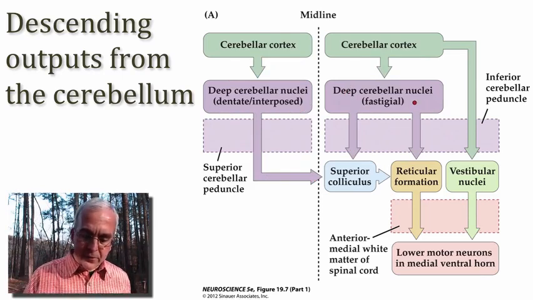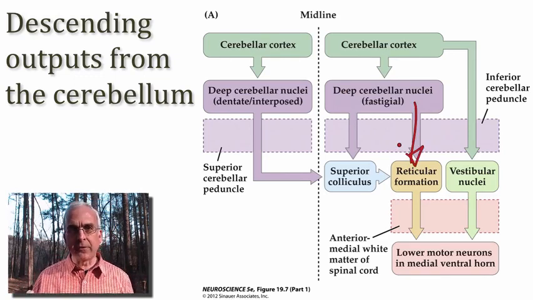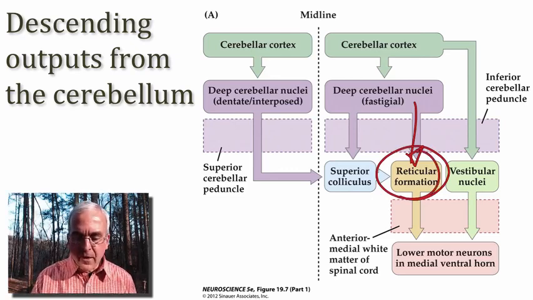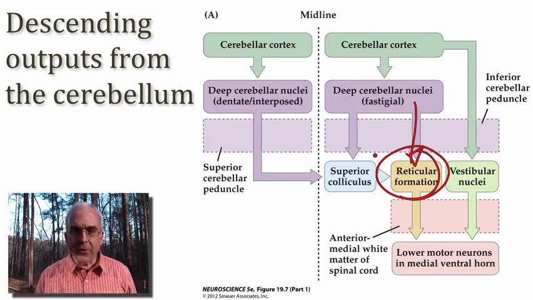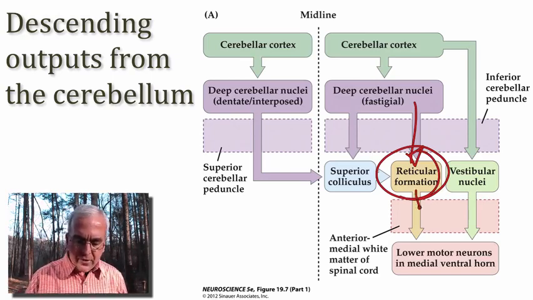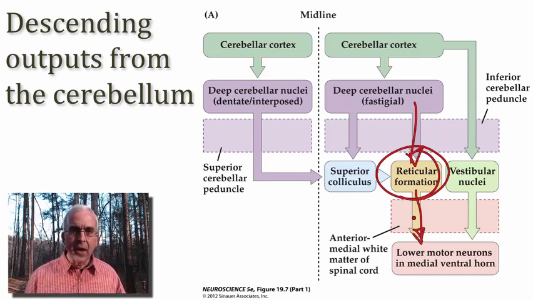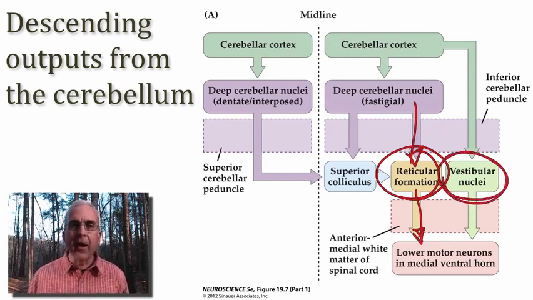So again, the major output of concern here is connections from the medial part of the deep nuclei of the cerebellum to the reticular formation of the brainstem. And the reticular formation, as you know, gives rise to projections down to lower motor neurons in the medial part of the ventral horn of the spinal cord. So these are motor neurons that are going to be mainly concerned with posture and the movements of the proximal muscles of the limbs.